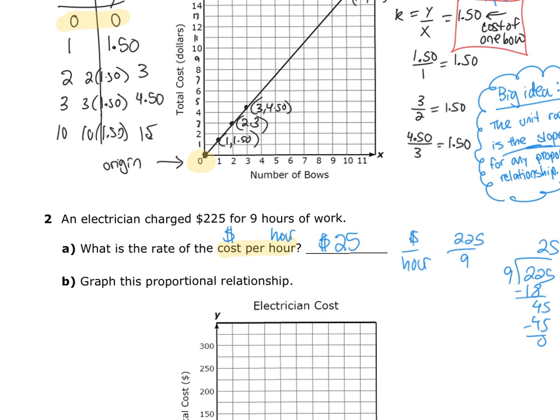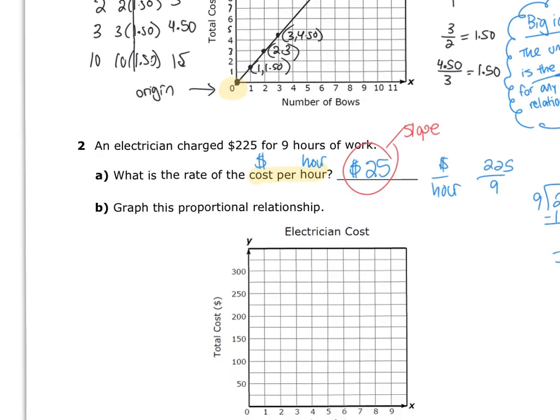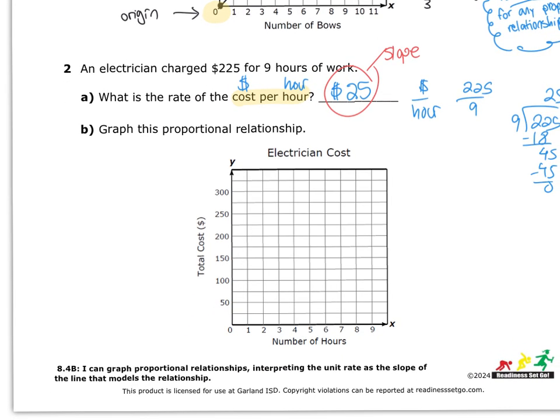Let's graph that proportional relationship. First of all, I don't actually need to calculate the slope of my line, do I? I already know what my slope is going to be. The slope of my line is going to be 25. And for any value that's on my graph, the y-coordinate divided by the x-coordinate is going to equal 25. Let's take a look at that.